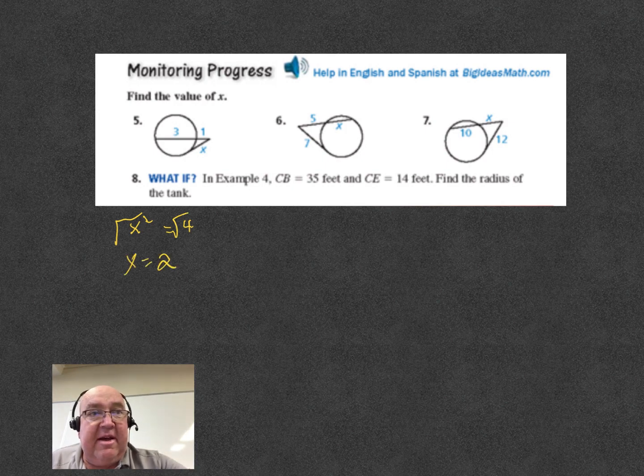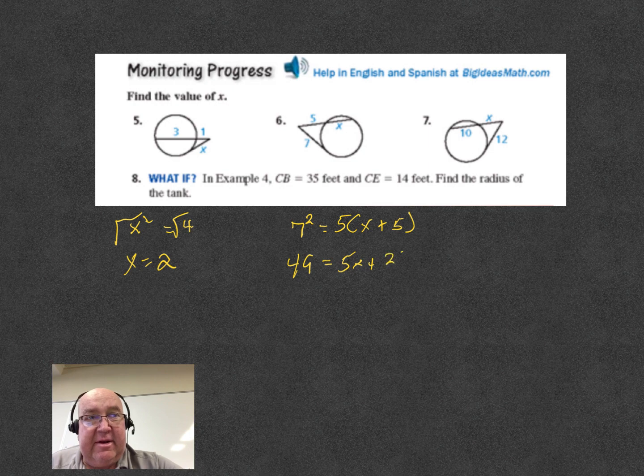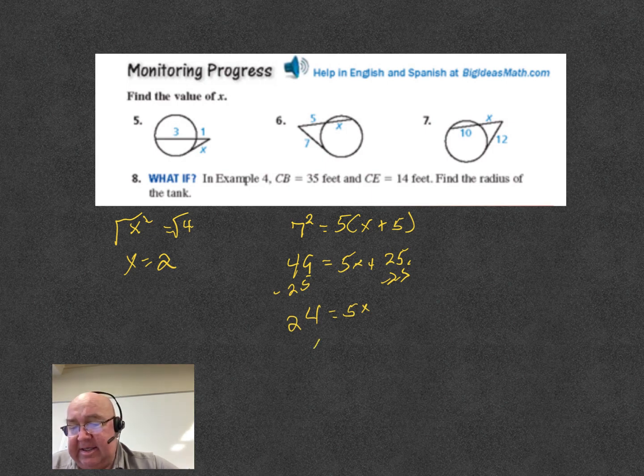On this one, we're going to have 7 squared is going to be equal to 5 times x plus 5. We're going to get 49 is equal to 5x plus 25. I'm going to subtract 25, and I'm going to get 24 is equal to 5x. And I'm going to divide by 5, and x is going to be about 4.8.